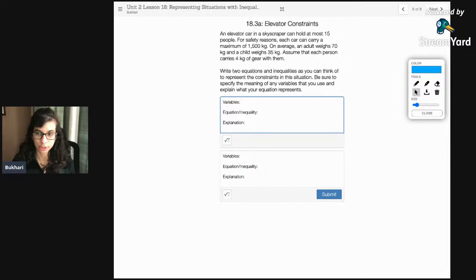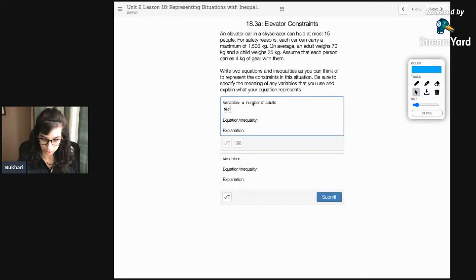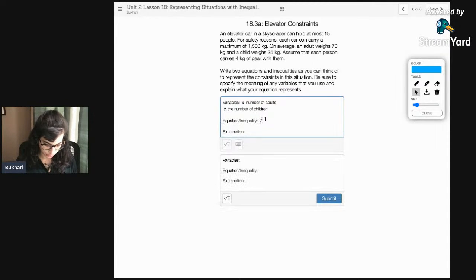Remember, you can represent your variable. For example, let's say A is the number of adults, and C is the number of children. If I want to create an inequality, I know that if an adult weighs 70, then 70 times the number of adults plus 35 times the number of kids must be less than or equal to the total weight. In this situation, I'm talking about the total weight.